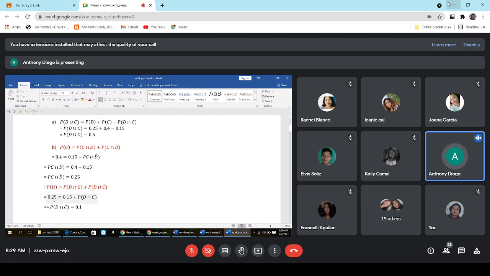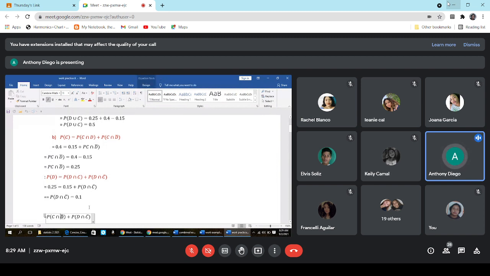So when we plug in our value here, the probability of D, 0.25, is equal to the probability of D intersecting C, which is the same as C intersecting D, which is 0.15, plus the probability of those that own a dog but not a cat. So our answer is 0.1.